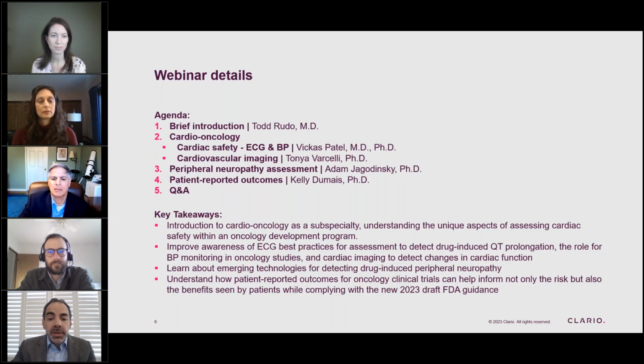So just briefly, here's our agenda for the next hour or so. Drs. Patel and Varselli will focus on cardio-oncology, specifically ECG, blood pressure, and cardiovascular imaging assessments. Dr. Jagodinsky will share with us a fairly novel technology for the detection of chemotherapy-induced peripheral neuropathy. And then finally, Dr. Jumai, as mentioned, will focus on the evolving role for patient-reported outcomes in oncology development. You can go to the next slide.